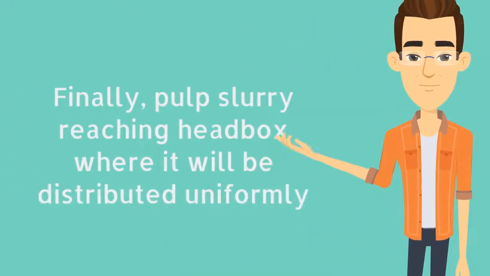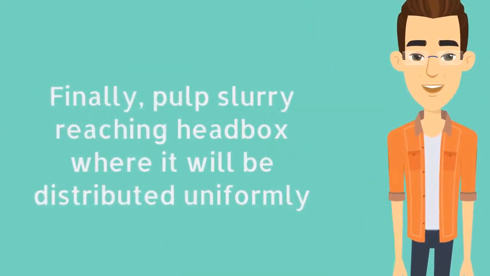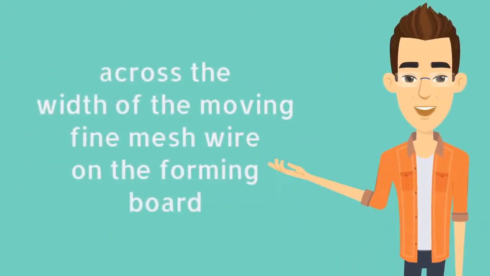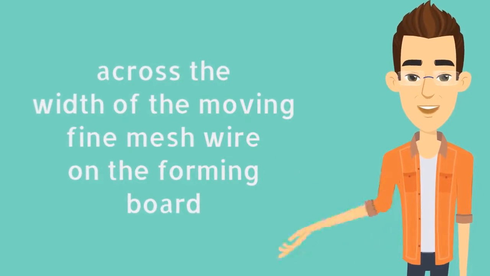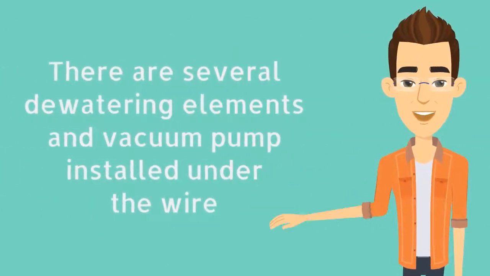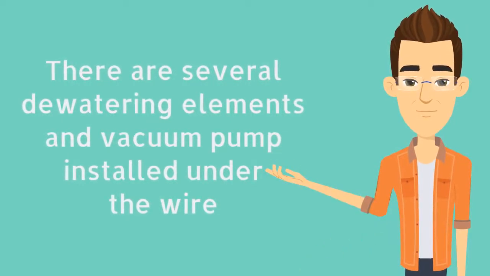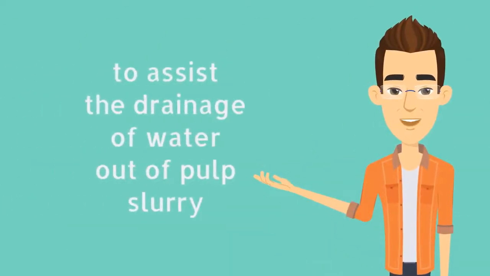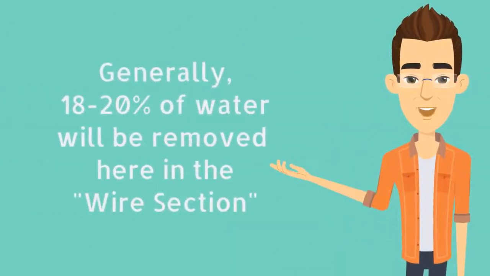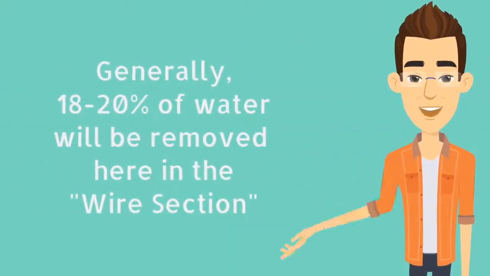Finally, the pulp slurry reaches the head box, where it will be distributed uniformly across the width of the moving fine mesh wire on the forming board. There are several dewatering elements and vacuum pumps installed under the wire to assist the drainage of water out of the pulp slurry. Generally 18 to 20% of water will be removed here in the wire section.